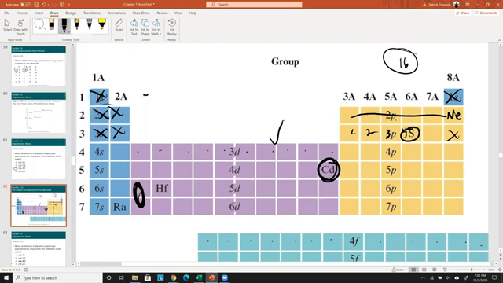All right, cadmium. So how many electrons does cadmium have? Anybody want to tell me? I'll look it up.